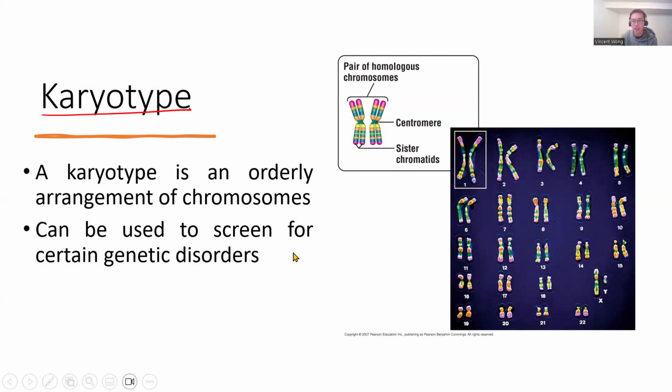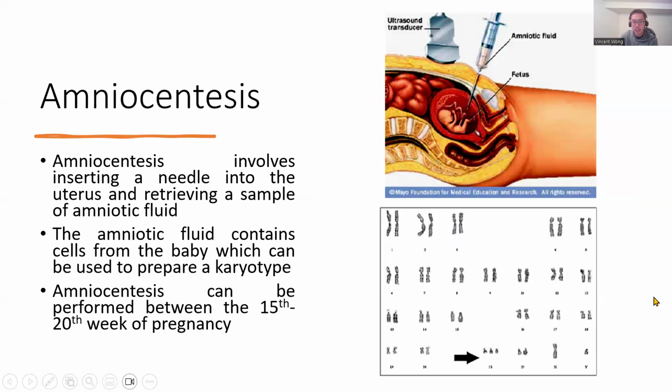Then you have them all laid out here, and that can be useful for screening for genetic disorders. For example, we can see that this is a male, and all the chromosomes look fine. There is no extra or missing chromosome, so that's fine. Over here, there's an extra chromosome 21, so that's trisomy 21, and you can do this before the child is born.